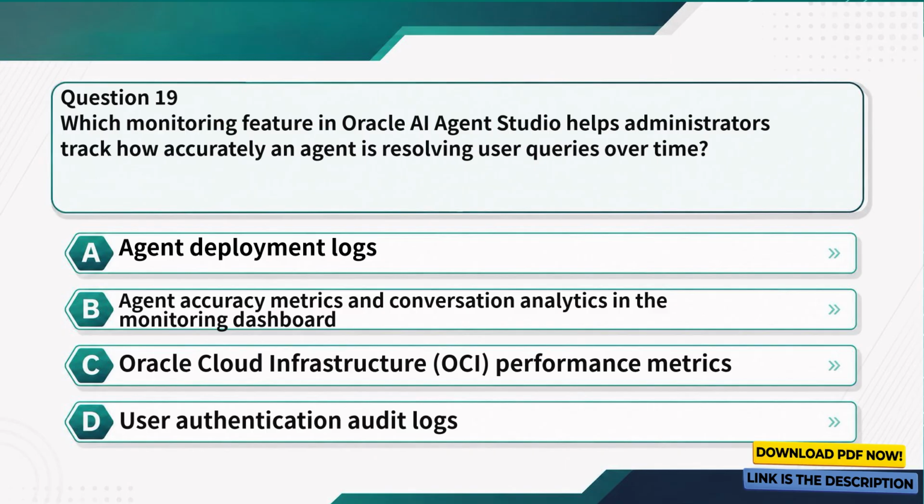Question 19. Which monitoring feature in Oracle AI Agent Studio helps administrators track how accurately an agent is resolving user queries over time? A. Agent deployment logs. B. Agent accuracy metrics and conversation analytics in the monitoring dashboard. C. Oracle Cloud Infrastructure, OCI, performance metrics. D. User authentication audit logs.